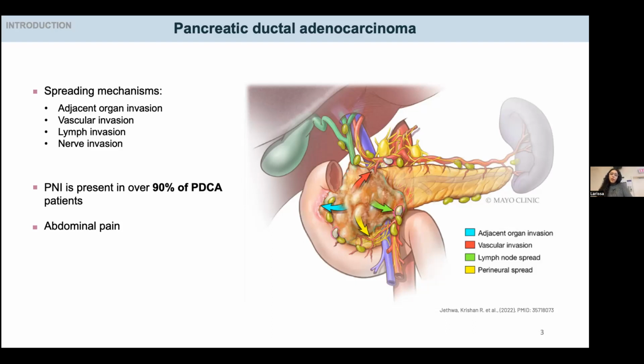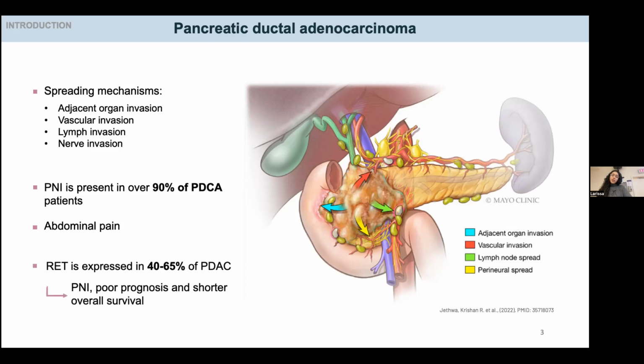The mechanisms involved in PNI include interactions of cancer cells with chemoattractants derived from the nerve environment, such as neurotrophic factors, which lead to migration and invasion. In addition to its role in tumor progression, PNI also contributes to the occurrence of abdominal pain in patients with PDAC. Additionally, when tumor cells invade nerves, they can disrupt the normal structure of the nerve's protective shell, leading to the release of inflammatory substances, resulting in pain. So understanding these processes is vital in managing and treating cancer.